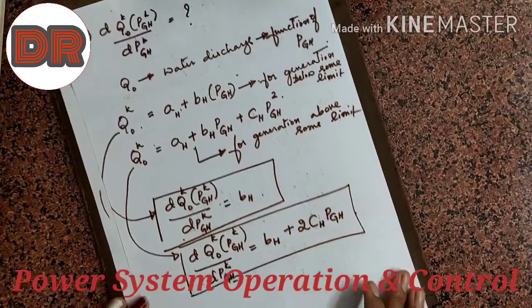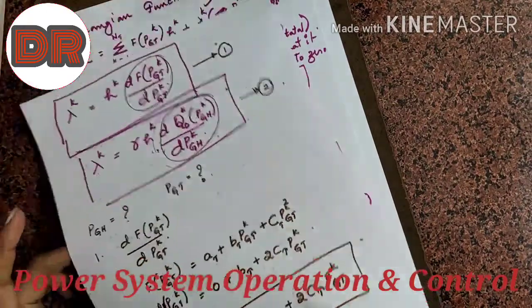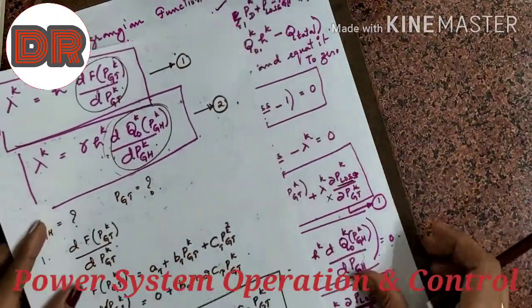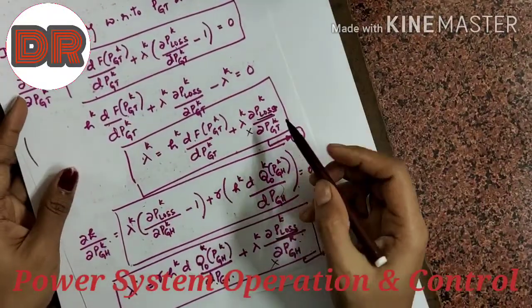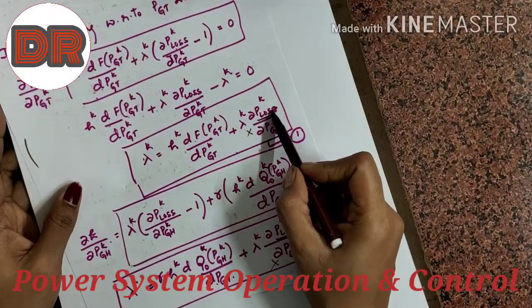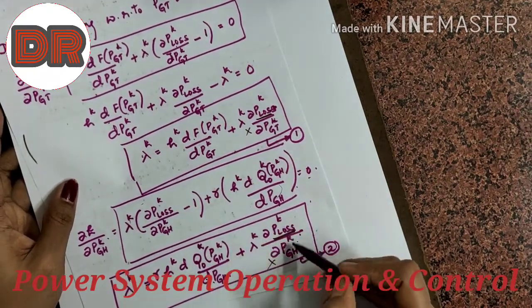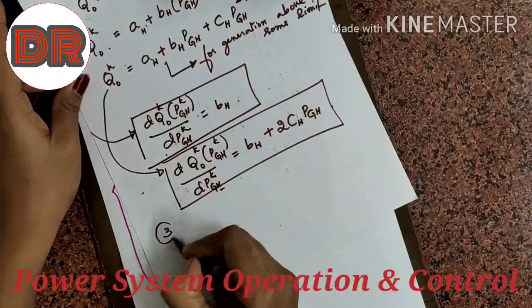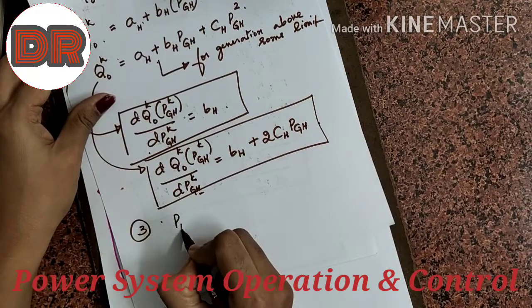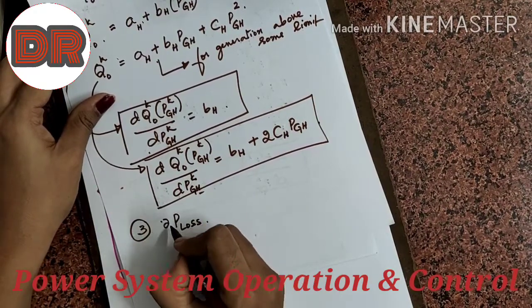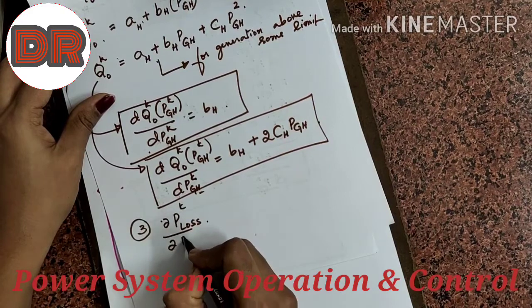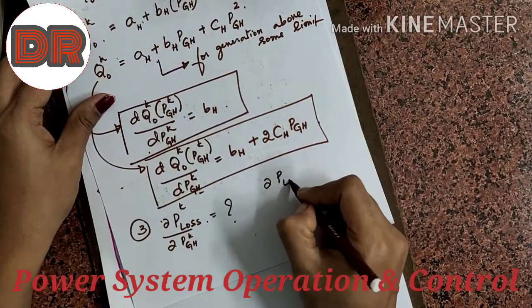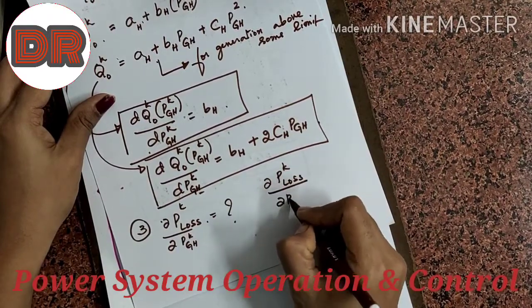Now the loss equation. If we neglect loss, only these two terms are needed. But if we require loss, then we have to calculate the partial differentiation of loss with respect to PGT and the partial differentiation of loss with respect to PGH. So the third thing we need is the loss equation, and the partial differentiation of this with respect to PGH and with respect to PGT.